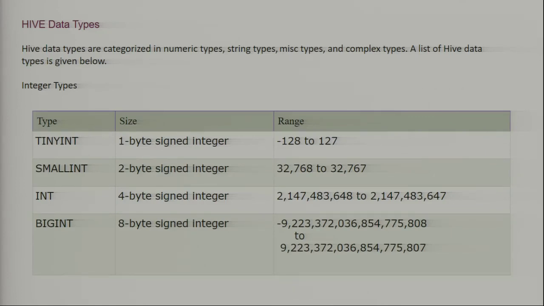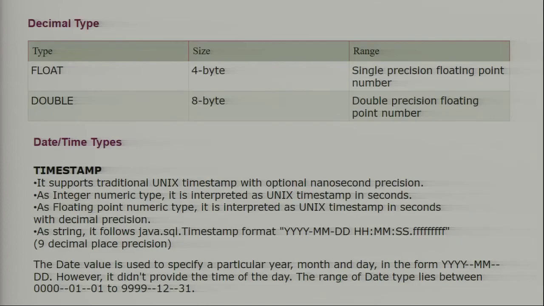So these were the integer types: tinyint, smallint, int, and bigint. These were the first set of data types with respect to integers or numeric types. Then we have the decimal types, basically float with 4 bytes and double with 8 bytes. That is, single precision floating point number and double precision floating point number, with a similar kind of range.